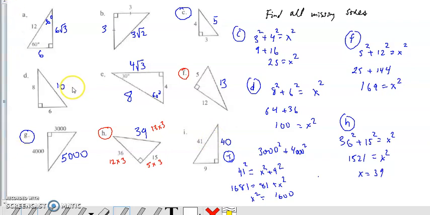Now, if we recall, this lesson is called the Pythagorean triple. So let's come up to a new page. Pythagorean triple.